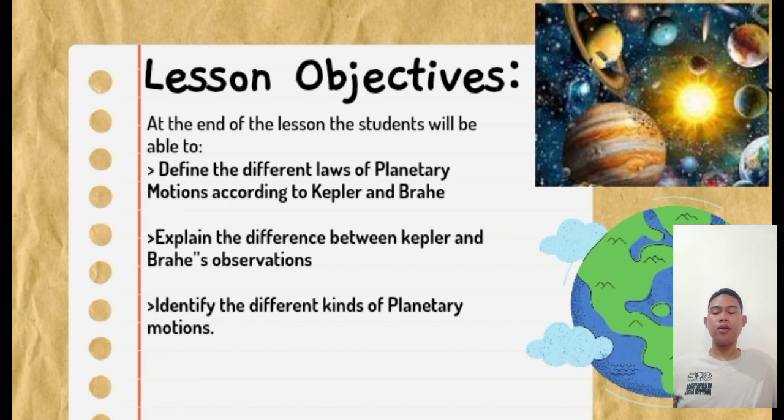At first, we're going to read the lesson objectives. At the end of the lesson, the students will be able to first define the different laws of planetary motion according to Kepler and Brahe, explain the difference between Kepler and Brahe's observations, and identify the different kinds of planetary motions.